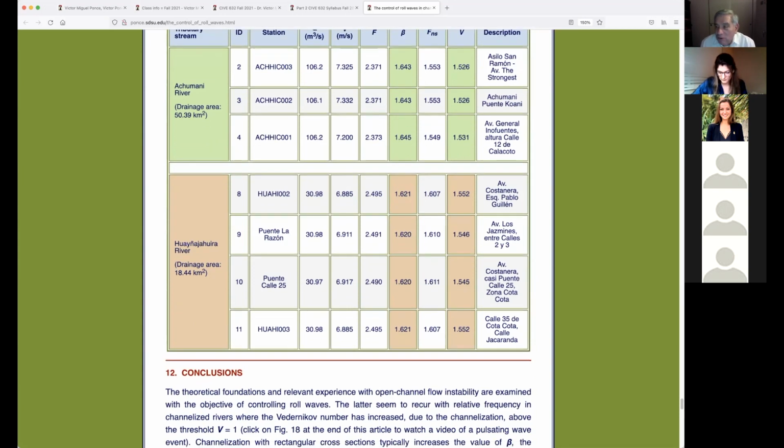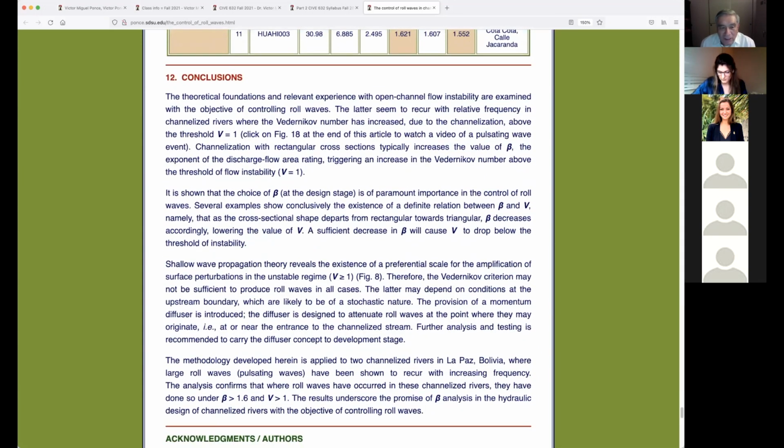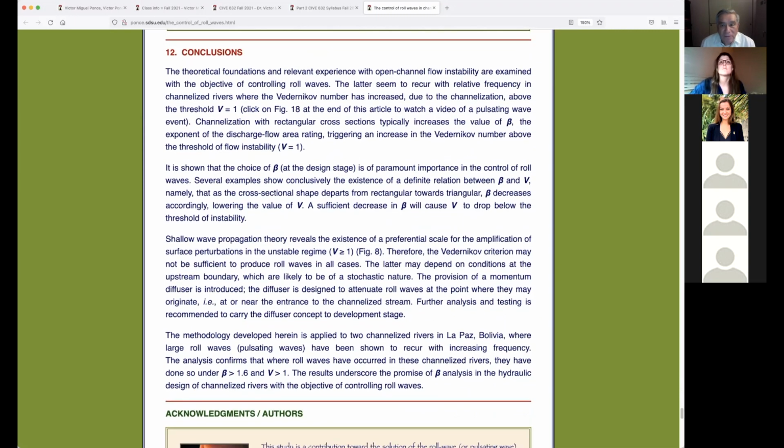It is supposed to develop the instabilities. So finally, the conclusions, which I already said: theoretical foundations are examined with the objective of controlling roll waves. It's shown the shortage of beta at the design stage before you do it. You've got to hire the right people, hydraulics people, that will do this sort of thing.